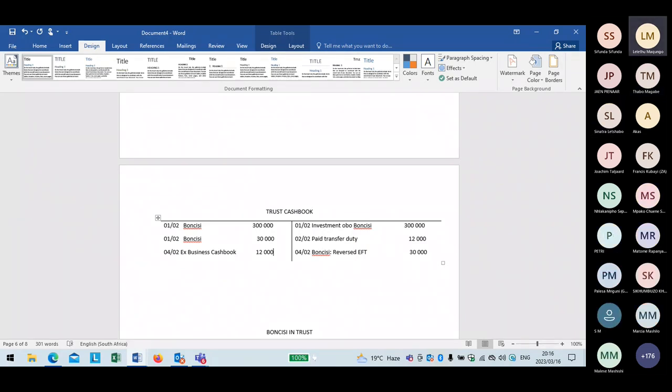So say, did the money go to SARS? Did the payment go through to SARS? Yes, it went through.